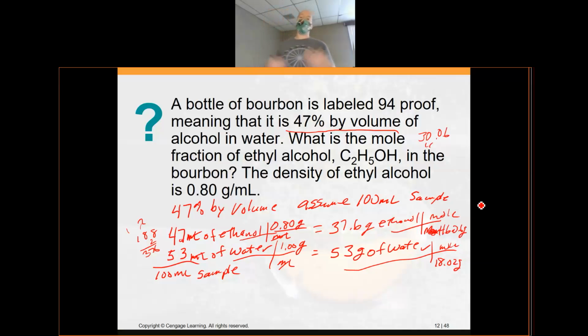Once you have the 2 moles, then you just take the moles of your ethanol, which is the lower amount. So the alcohol is the smaller amount of those two. So this is your solute, and then the water is the solvent. Solute, 47 mils, smaller than the solvent, 53 mils.